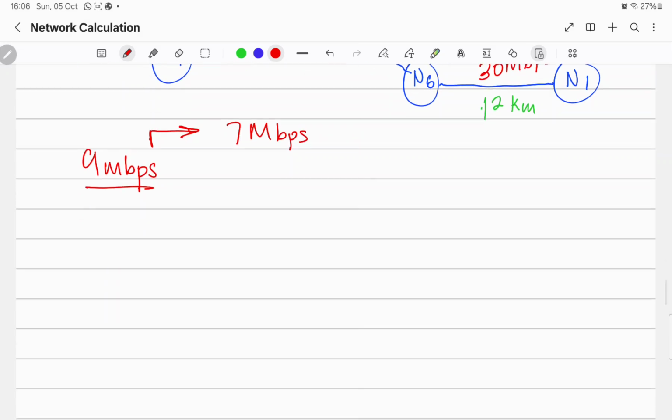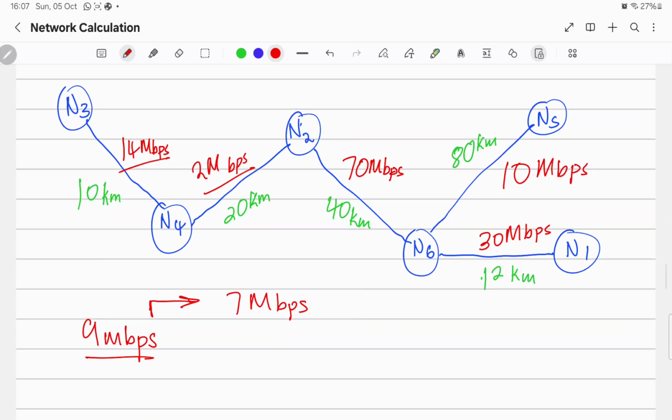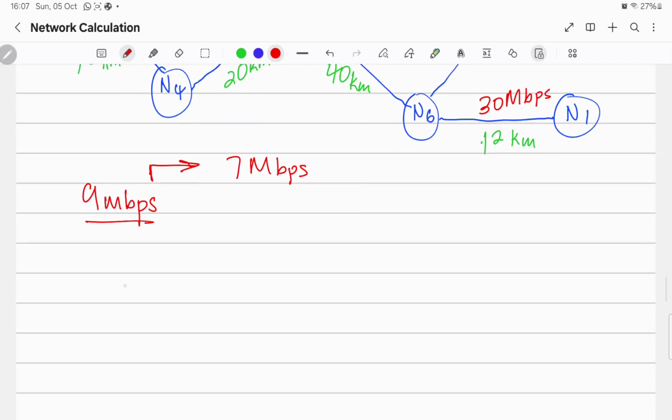But let's say here we had 7 megabits per second, and we replace it with 2 megabits per second. Our bottleneck would be 2, because now 2 is the lowest on the route that we are currently using. I hope that makes sense and answers most of your questions in this type of question.